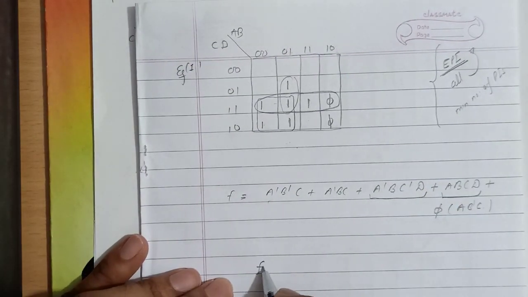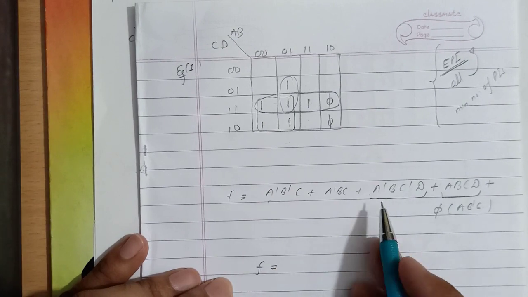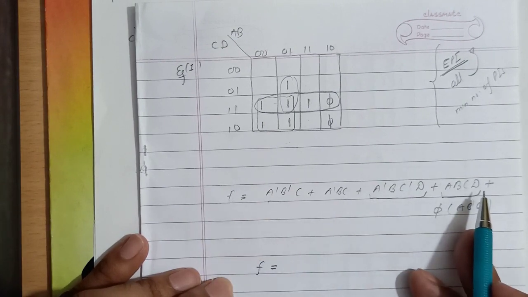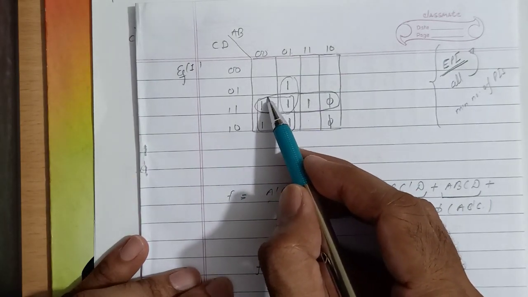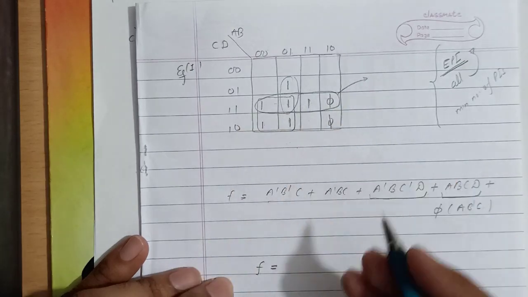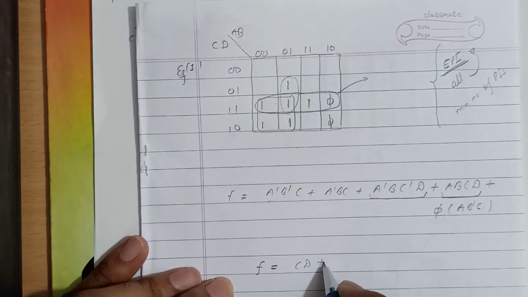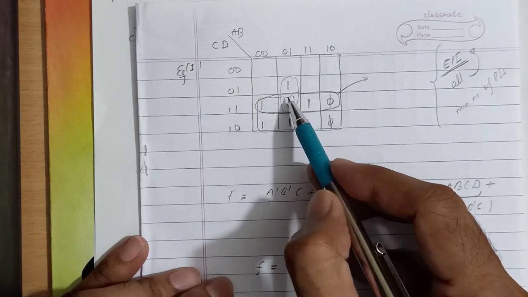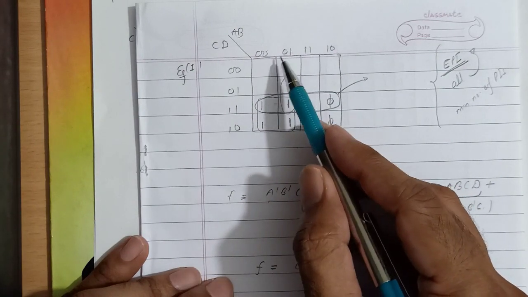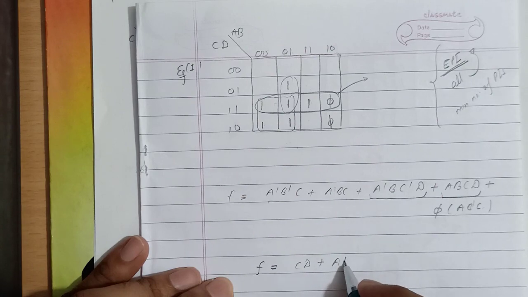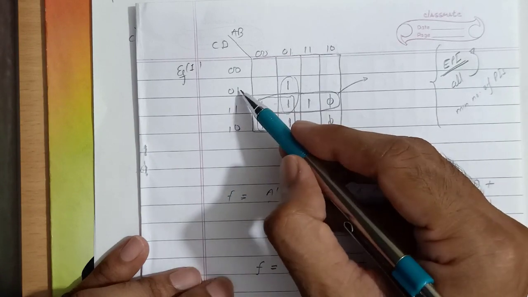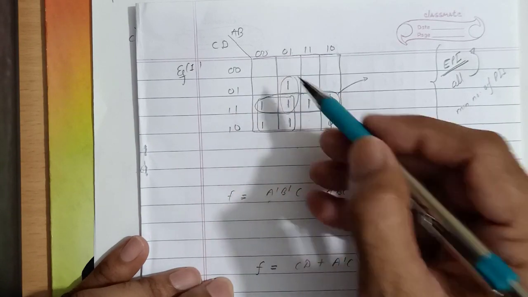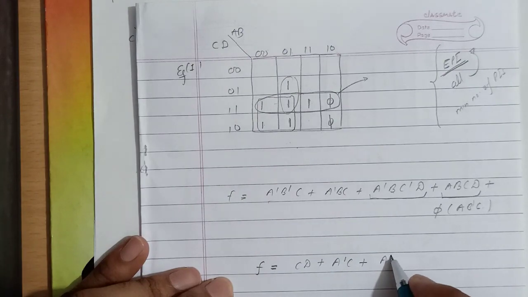So here we can directly write, after simplifying this function using this K map, basically this term is c d, yes, plus what is this term, this term is a dash c, and what is this term, this term is d here, and a dash b d.